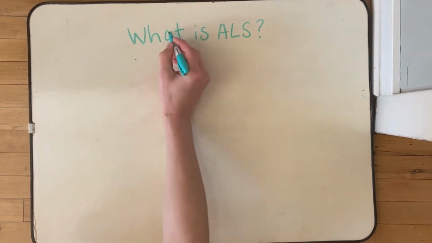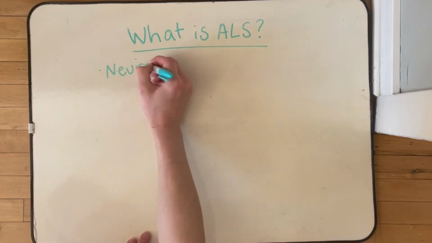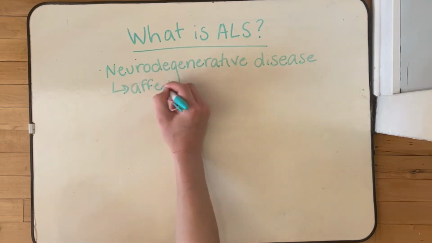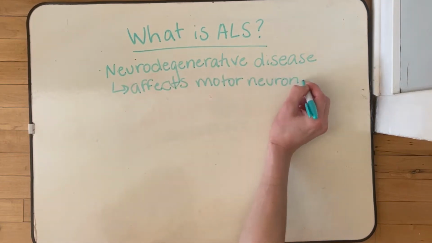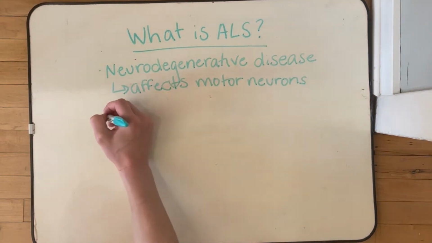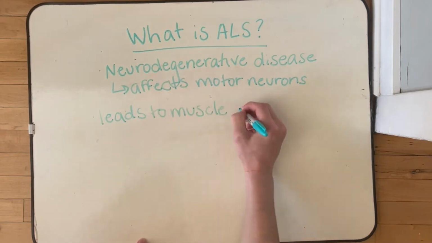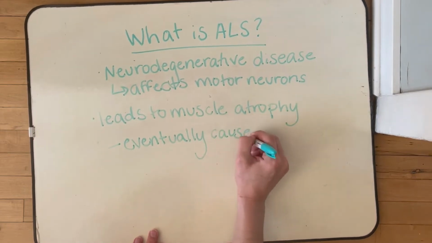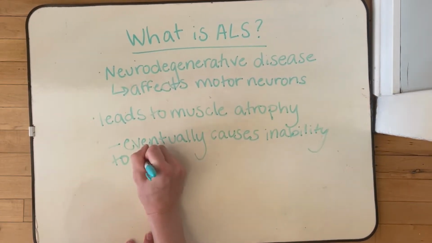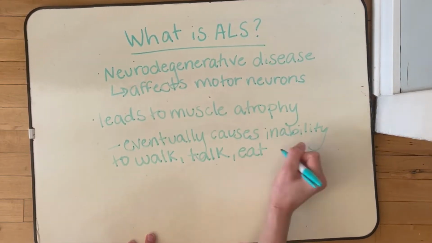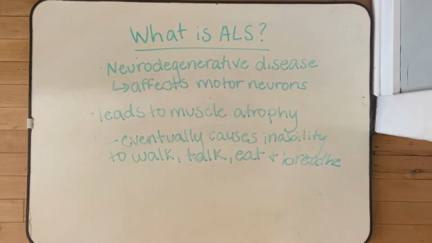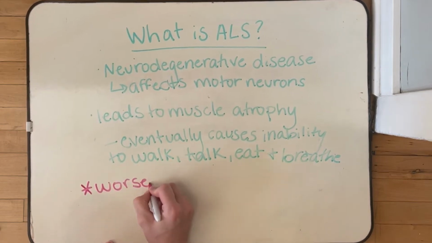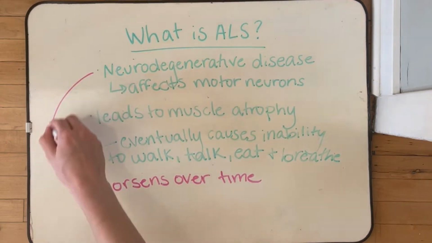First of all, what is ALS? Well, it's a neurodegenerative disease that primarily affects the motor neurons, so that means it mostly affects the muscles. It begins with muscle stiffness, particularly in the hands, and leads to muscle atrophy over time, which eventually causes the inability to walk, talk, eat, and unfortunately breathe. Like I said, it is a neurodegenerative disease, which means it worsens over time.